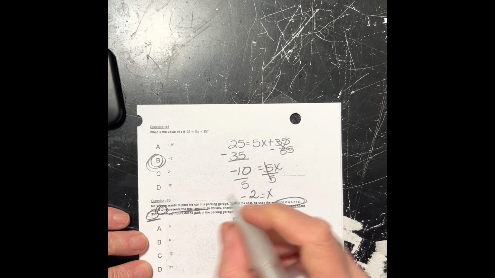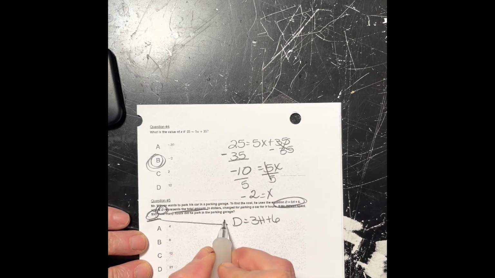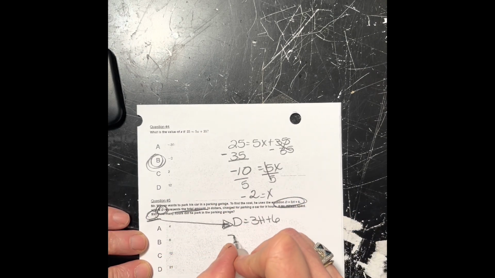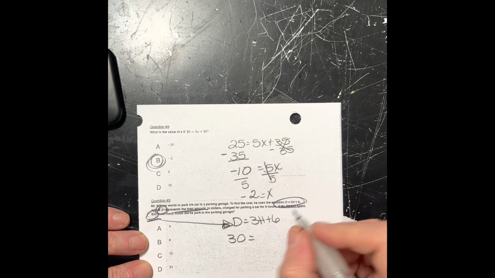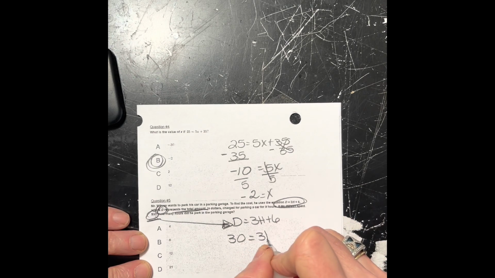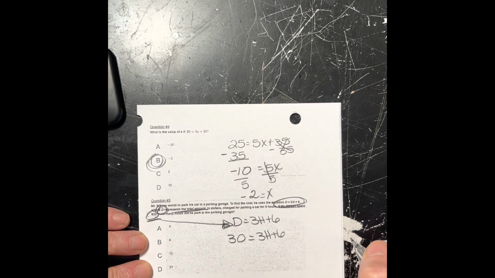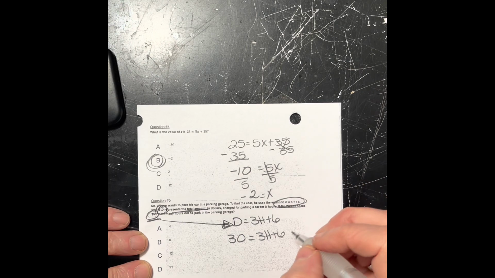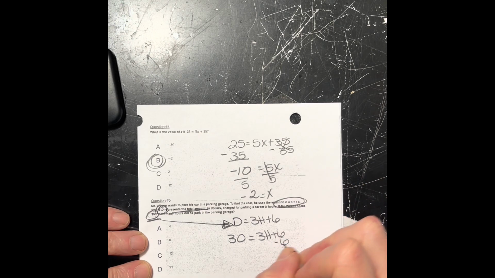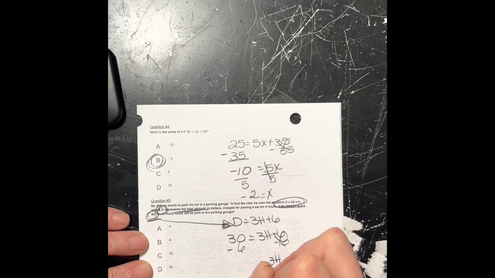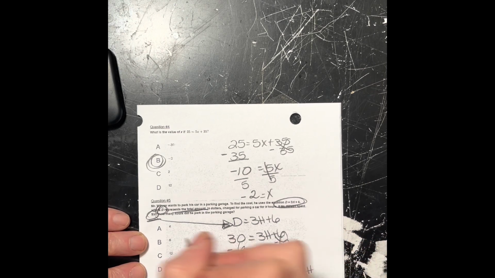But we've got to know to take that 30 and go put it right there. We can't solve this equation until we have a total. So $30 goes there, 3H plus 6. Now I'm going to subtract 6 from both sides. And 3h is going to equal 24. Divide both sides by 3, and 8 is equal to h. Are all of these B?